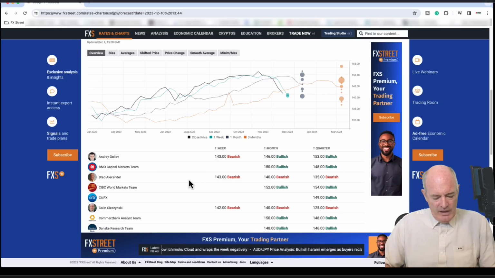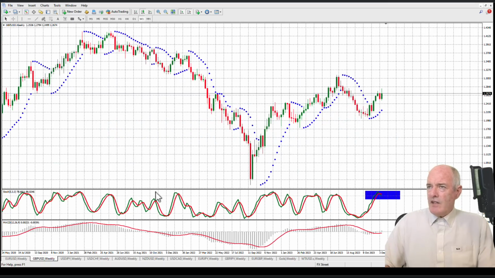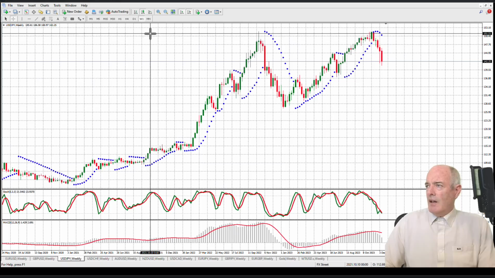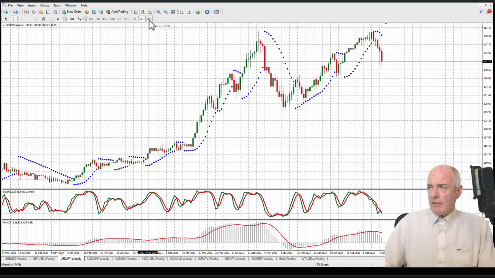So let's take a look at the actual chart and see what we're talking about. I'm going to go to my profile, click on dollar yen, and that's exactly what happened. You can see from here, and I'm going to look at a bit of history, that we had 151 as the high. I remember when I got involved in trading the Japanese yen, let's go back to the monthly chart.